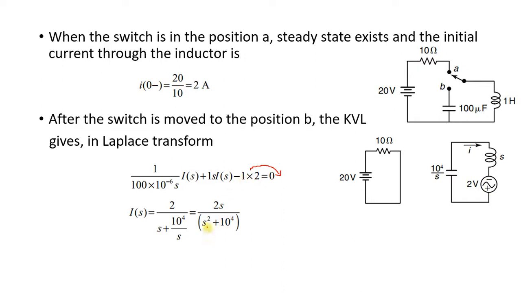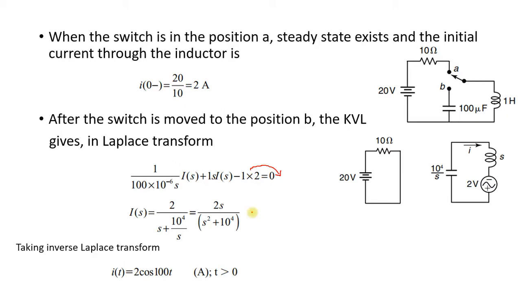Okay, so it is in the format of S divided by S square plus omega square. We know that the inverse Laplace transform of S divided by S square plus omega square is cos of omega t. So if I take the inverse Laplace transform, the final expression of I of t is 2 into cos of omega t. Here omega equal to 100. So from the expression, my current should be an oscillating one when the switch is moved from A to B.